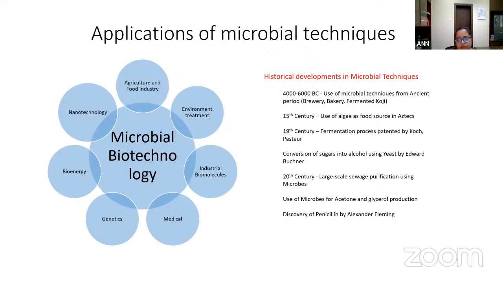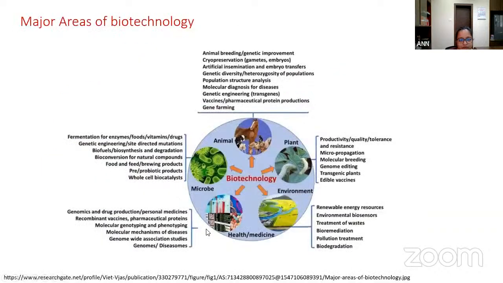Initially, it was brewery, bakery, different kinds of fermented drinks. But then towards the current century, we have large-scale sewage purification happening. We have microbes which can be used for acetone and glycerol production. Penicillin was discovered by Alexander Fleming. So a whole lot of applications have come, historic developments are there, and there are a lot of applications of biotechnology that we are looking at.